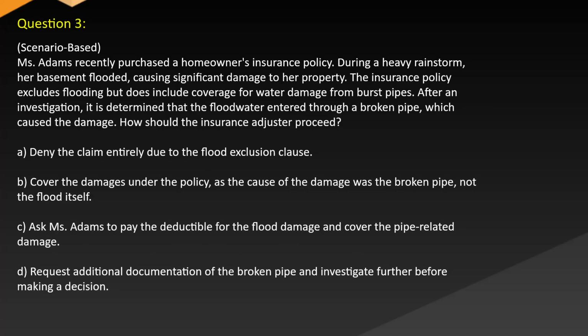Question 3. Scenario-based. Ms. Adams recently purchased a homeowner's insurance policy. During a heavy rainstorm, her basement flooded, causing significant damage to her property. The insurance policy excludes flooding but does include coverage for water damage from burst pipes. After an investigation, it is determined that the floodwater entered through a broken pipe which caused the damage. How should the insurance adjuster proceed?